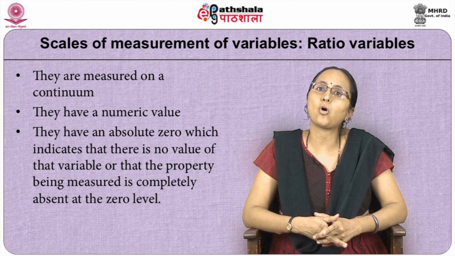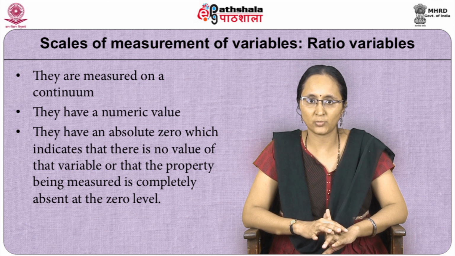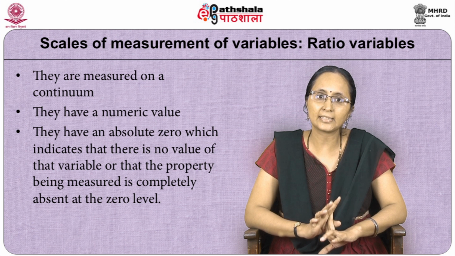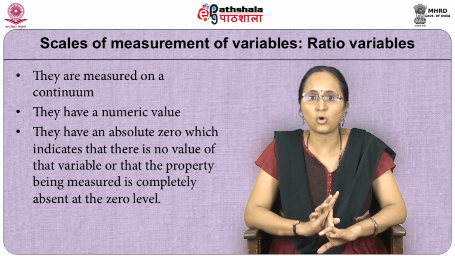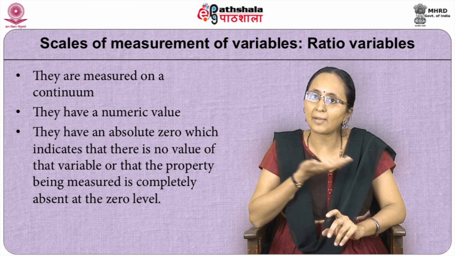Ratio variables are also measured on a continuum. They also have a numeric value, but they have an absolute 0, which indicates that there is no value of that variable or that property at that level. That means the property is completely absent at that level. So, if we take temperature on a Celsius or Fahrenheit, they will not be a ratio variable because there is no absolute 0 on these.